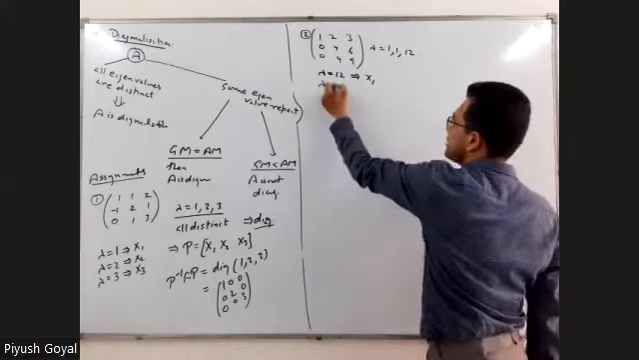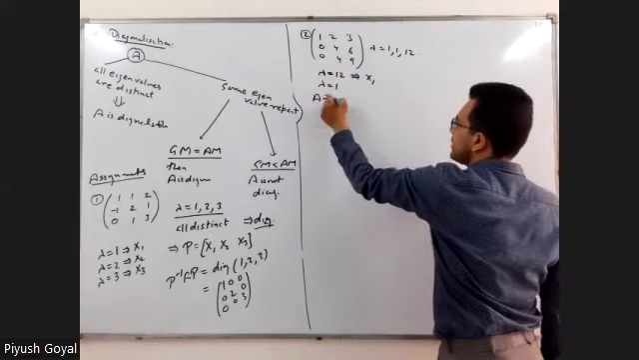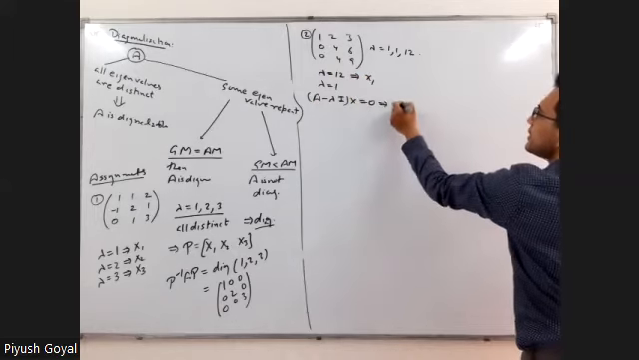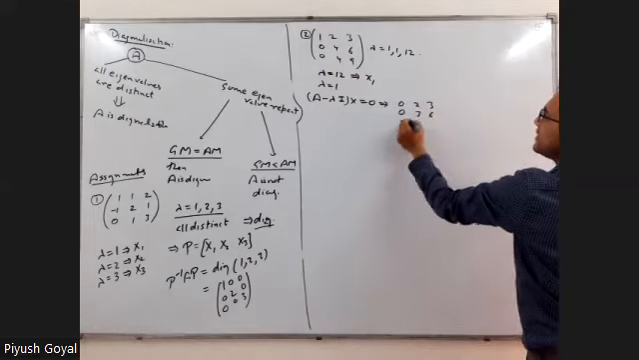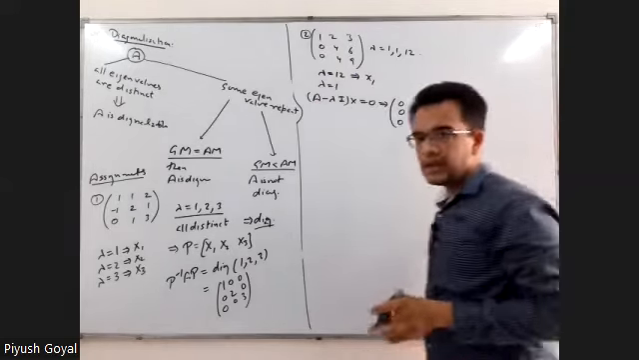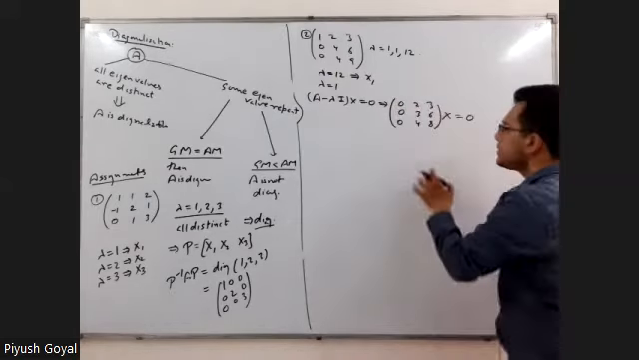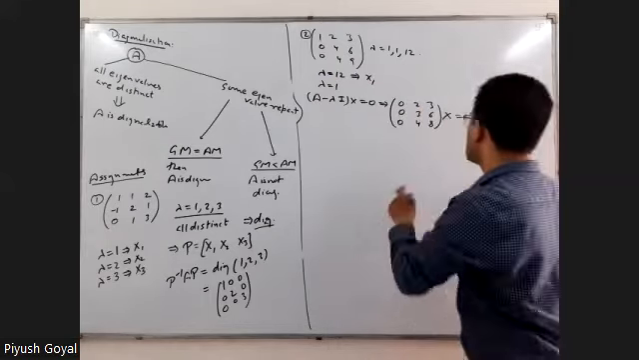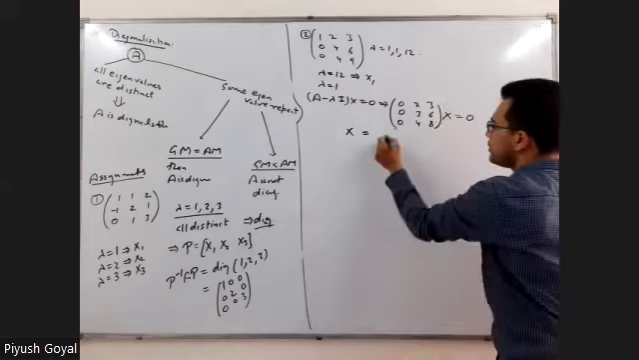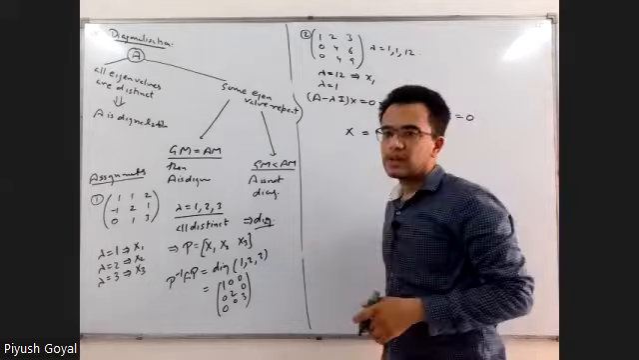When you take lambda equal to 1, it becomes (A minus lambda I) X equal to 0, which implies the matrix 0 2 3, 0 3 6, 0 4 8 times X equal to 0. It is clearly understood that the rank is 2. Since the rank is 2, it will give only one eigenvector. So the solution of this system will be of the form 1 0 0.